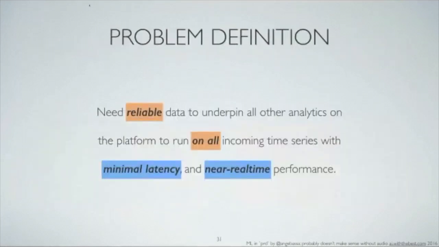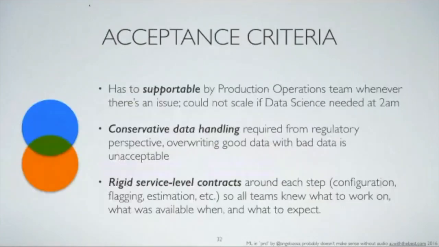So more formally, we need reliable data to underpin all of the downstream analytics that we have on our platform, and to run on all of our incoming time series with minimum latency and in near real-time performance. So back to the convention that we are working with, the amber colors are a little bit more on the research side, and the blue colors are more on the development side. But all of this was required to be able to deploy VEE on our data streams. So here, the acceptance criteria are a little bit different.